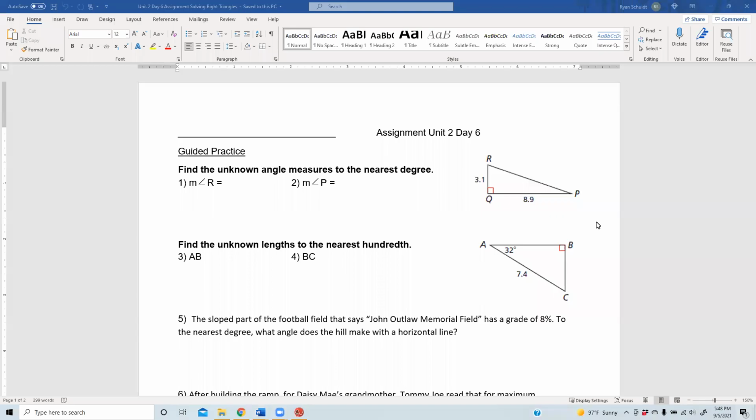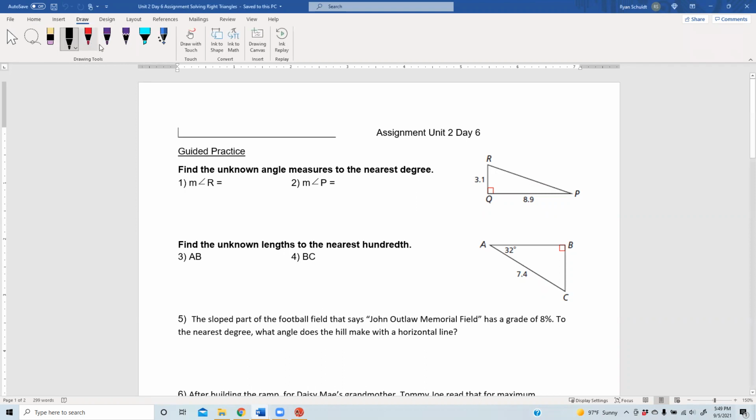Okay, so now they want us to find the unknown angle measured to the nearest degree on the guided practice. This is like what we did on the front of the notes, where we have our inverse trig ratios. But even then, we still have to remember SOHCAHTOA. So I'm going to write it up here. You probably don't want to write it this big, so maybe I'll write it where it'd be good for y'all to write it.